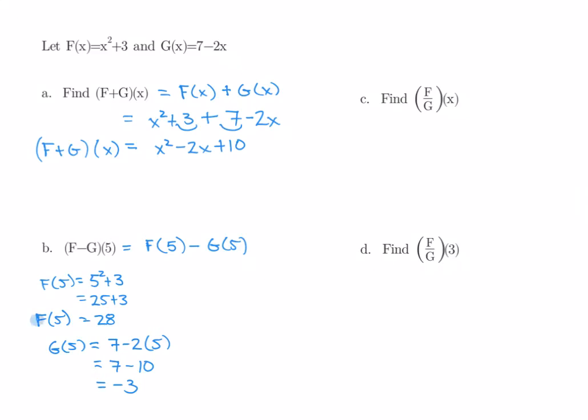So now we're going to subtract these two values. We get 28 minus -3. This is equal to 28 plus 3, or 31. And that's our final answer.